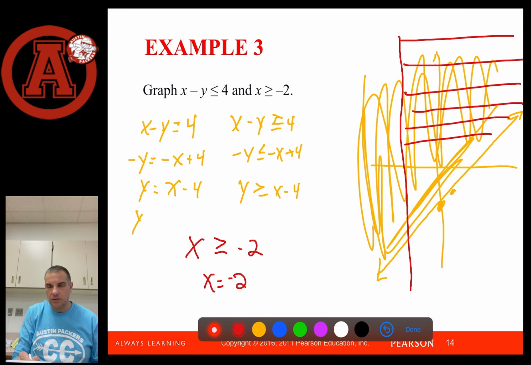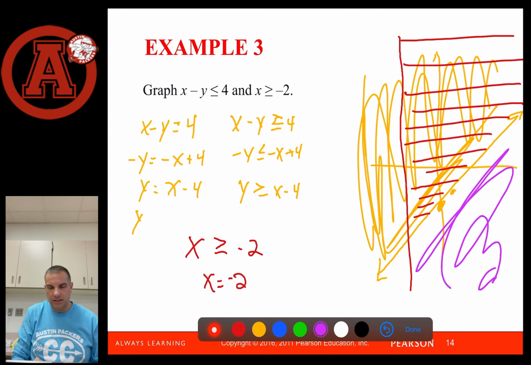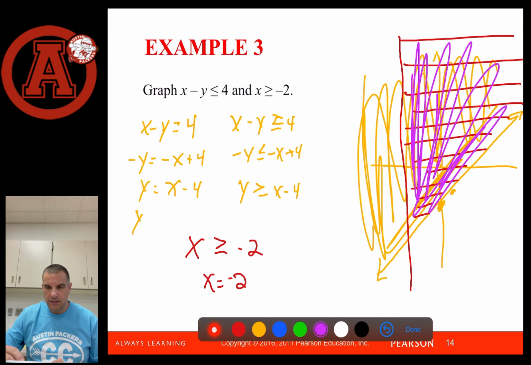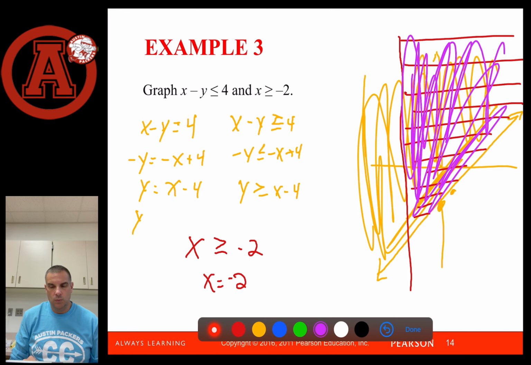Now my solutions are only going to be the ones that are double shaded. So I'm not going to bother shading this stuff down here. There's no reason for me to shade that down there, because that's not going to be part of my solution. The only part of my solutions is the part that's been double shaded. So all of my solutions for this are right here. So you just do both of them when you're doing these.